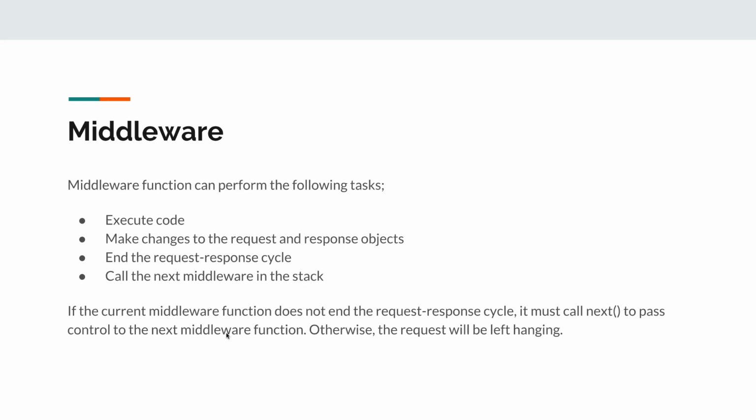So the middleware can execute code. Like I said, the middleware is a function, and every function has code statements inside of it. A function is a set of instructions. So a middleware can execute a function that executes code essentially. The next point is that it can make changes to the request and response object. For example, a request comes in and we have a middleware that intercepts it. We can modify that request and add a little more stuff.